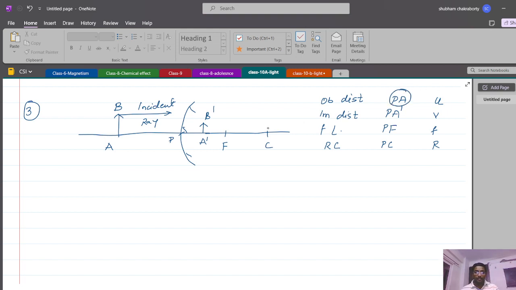PA means starts from P, goes towards A. But you see the arrows are in opposite direction, hence object distance is negative. Image distance, PA dash. This and this are in the same direction, hence positive. Focal length, PF starts from P, goes to F. Again, this and the incident ray are in the same direction, hence positive. And if F is positive, R has to be positive.